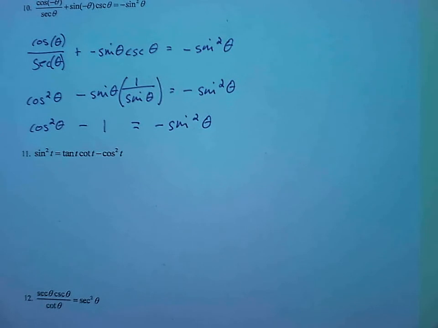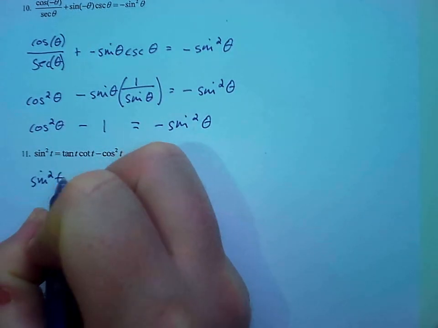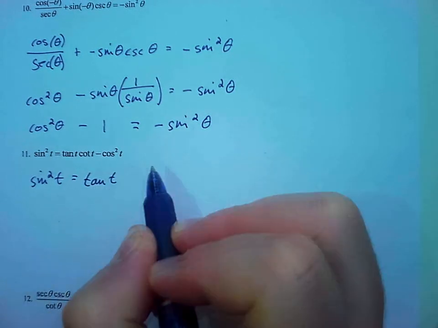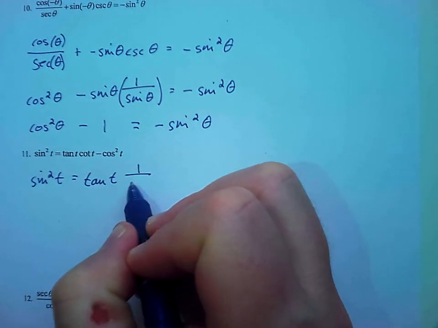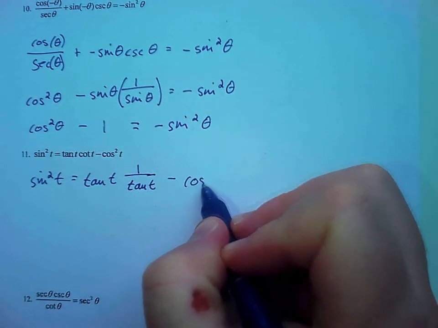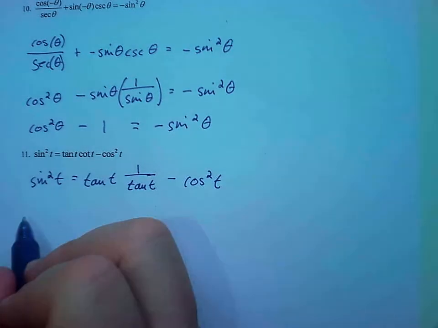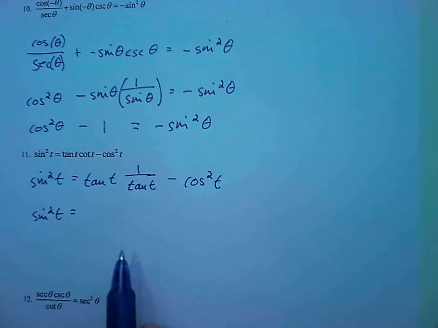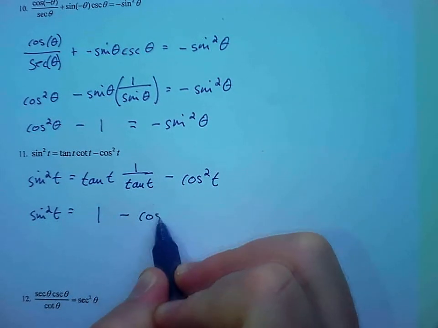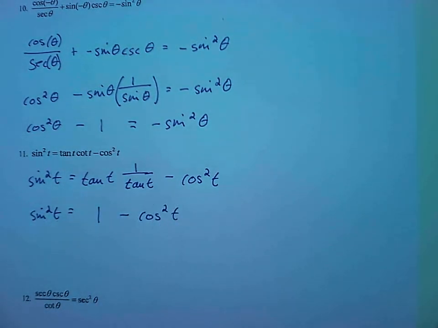Sine squared of t is equal to the tangent of t times the cotangent of t minus cosine squared of t. Clearly the right-hand side looks a little more complicated. We can rewrite the cotangent of t as 1 over the tangent of t. Won't touch this cosine squared of t for a second, because tangent of t times 1 over the tangent of t is simply equal to 1. So therefore we have sine squared of t is equal to 1 minus the cosine squared of t.